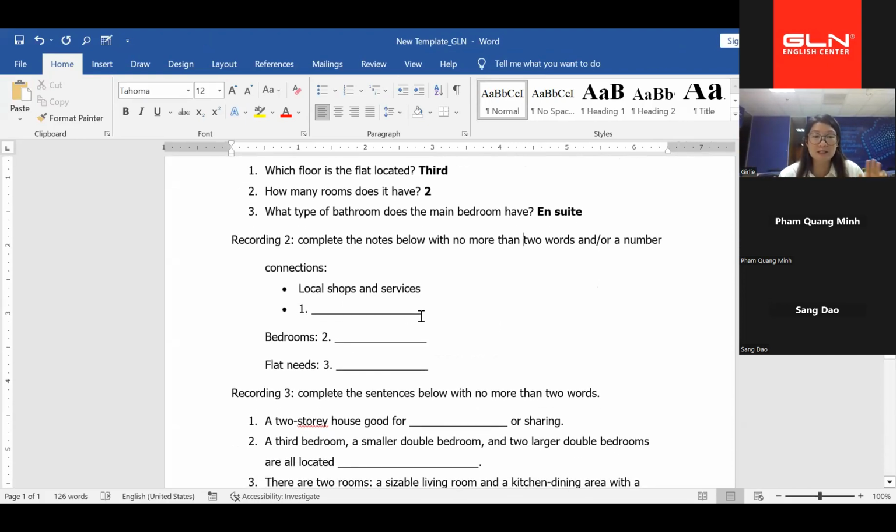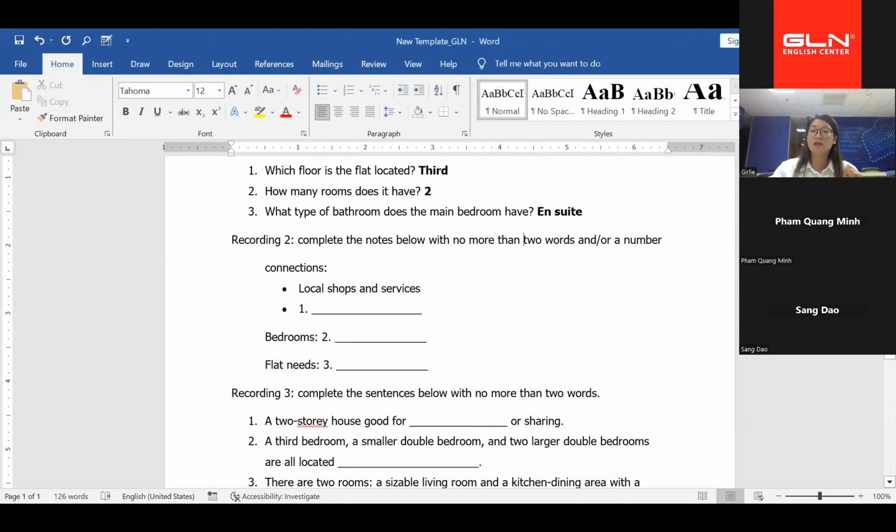Connection. So this is a note completion type of question in the IELTS listening. Note completion. Complete the notes below with no more than 2 words. Do we have a number as an answer here? Let's see. Okay, so connections, you have local shops and services. Who can answer number 1 here?